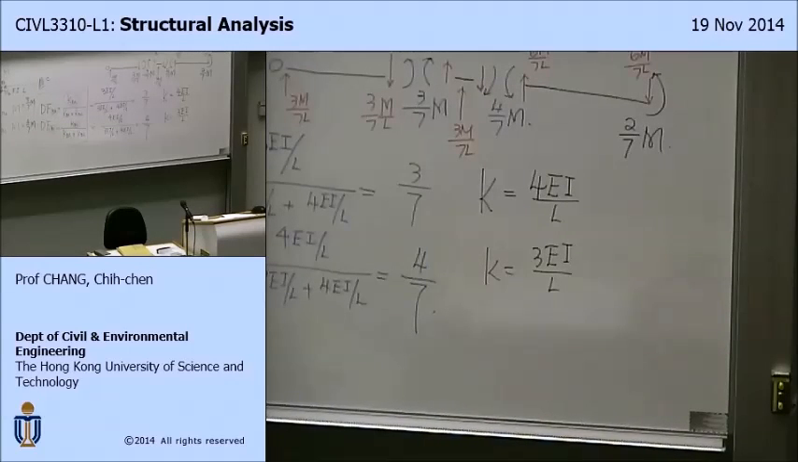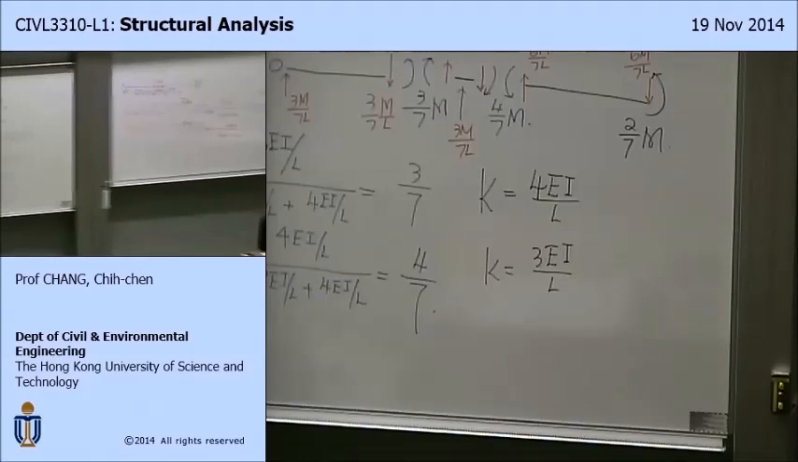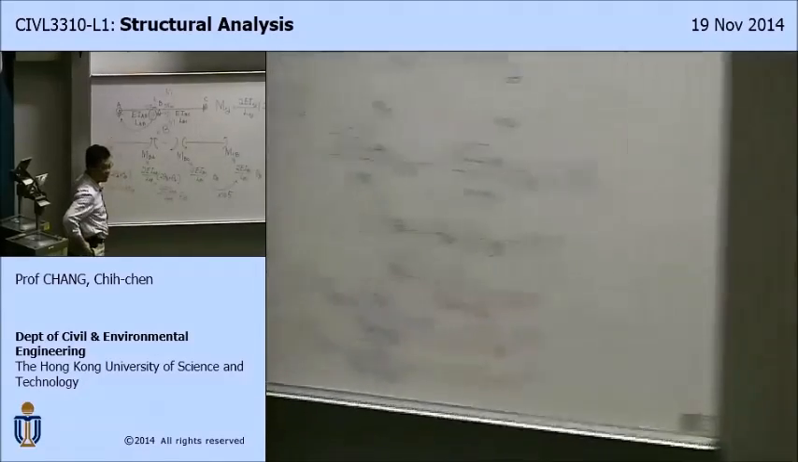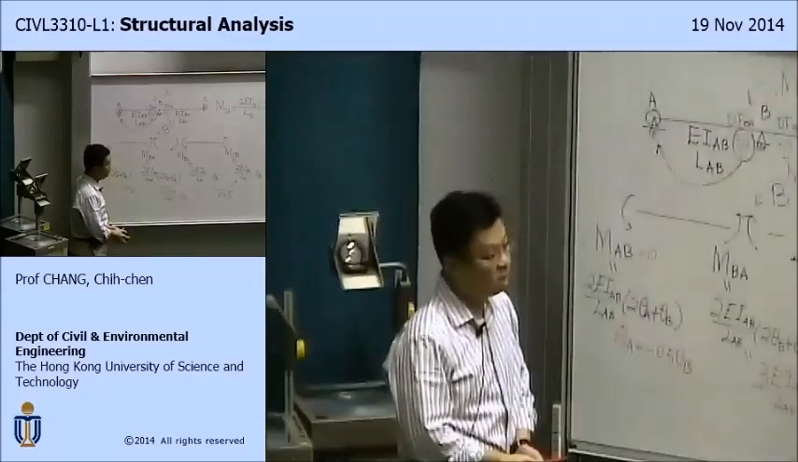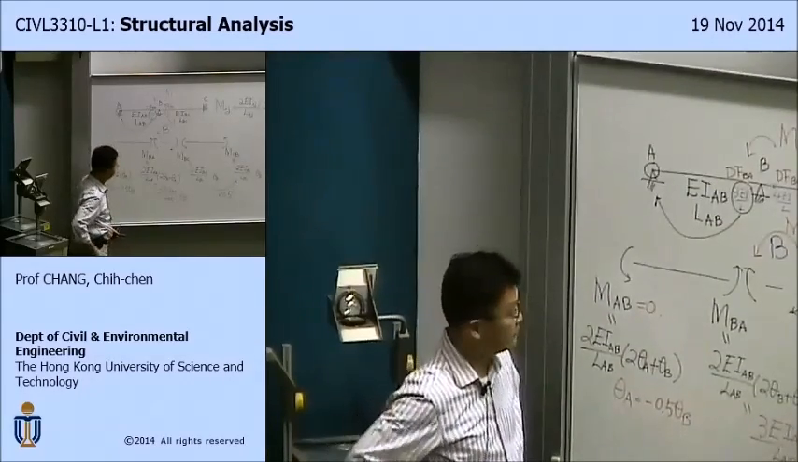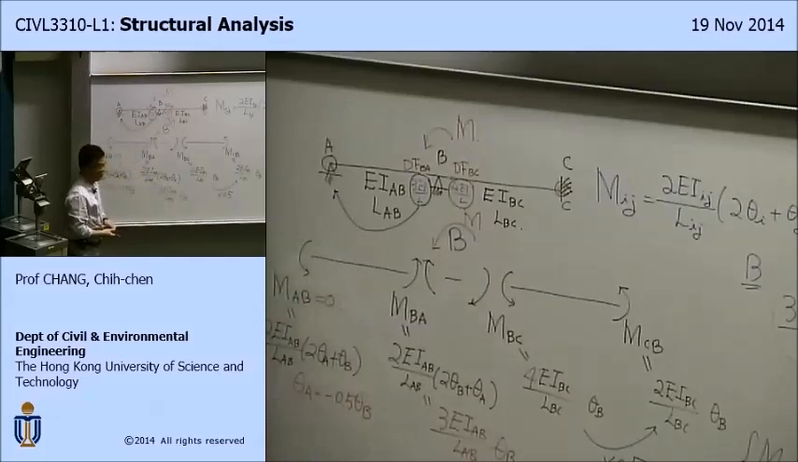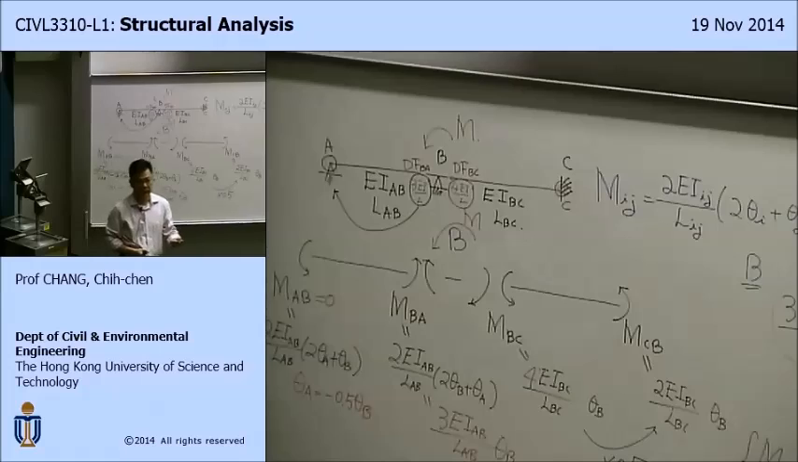So 3EI over L should be given if the far side is moment-free. If the far side is moment-free, then K is 3EI over L. If the far side is clamped, then it should be 4EI, which are based on slope deflection equations. So there are only two values, again, for K. Either it's 4EI or 3EI. If far side is moment-free, it's 3EI. If far side is clamped, then it's 4EI.